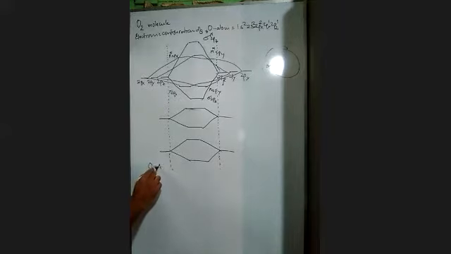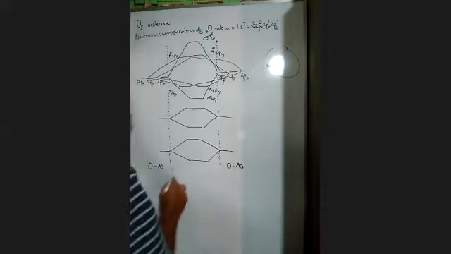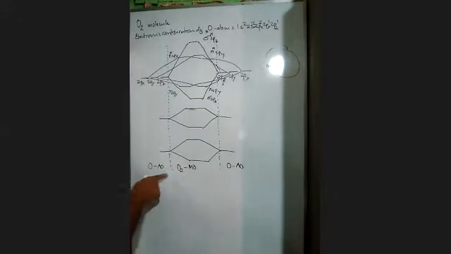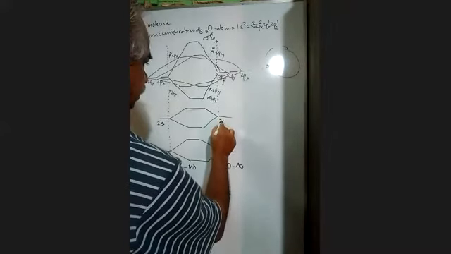oxygen atomic orbital, oxygen atomic orbital, and the oxygen molecule, which is called dioxygen. So oxygen atomic orbital, dioxygen molecular orbital. This is 1s, this is 2s. This is 1s, this is 2s.